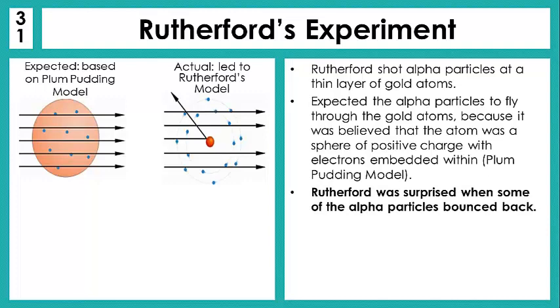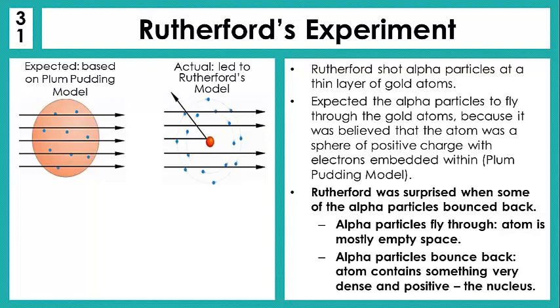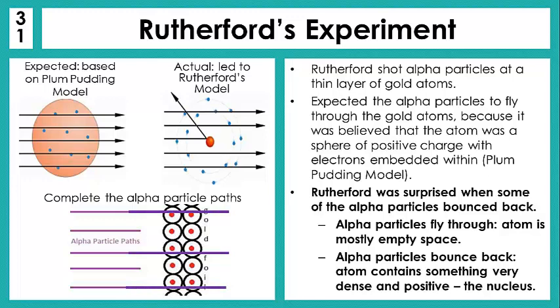This led to Rutherford's model, also called the planetary model. So the reason the alpha particles fly through is because the atom is still mostly empty space. But they bounce back because there's something very dense and very positive in the middle of these atoms, which is called the nucleus. So to complete the alpha particle paths, we should show most of them going through the gold foil and a couple of them deflecting off of the nucleus.